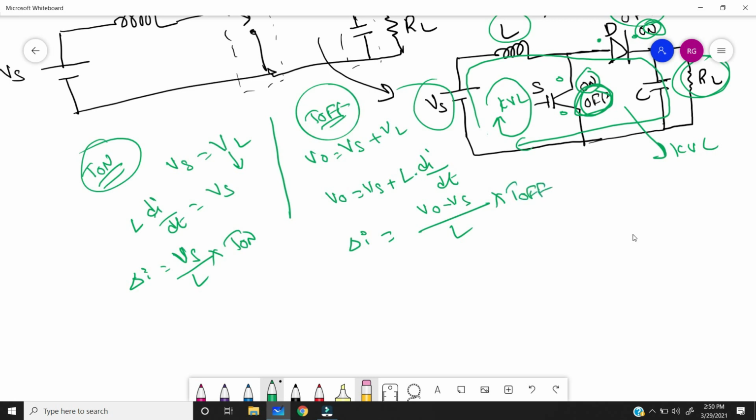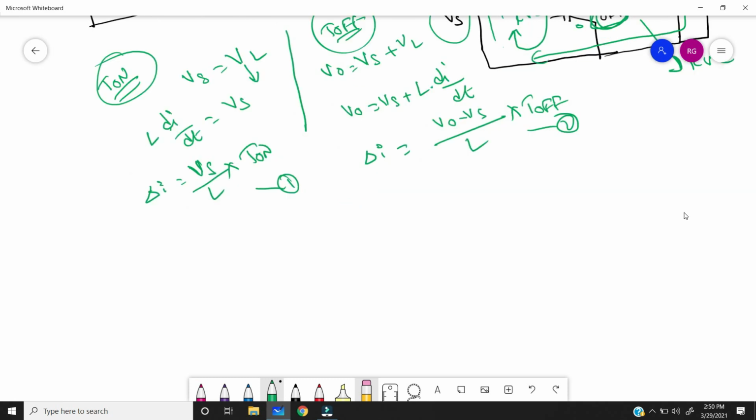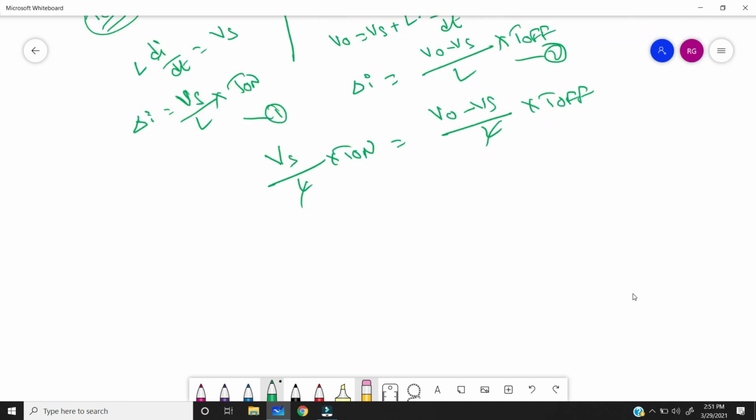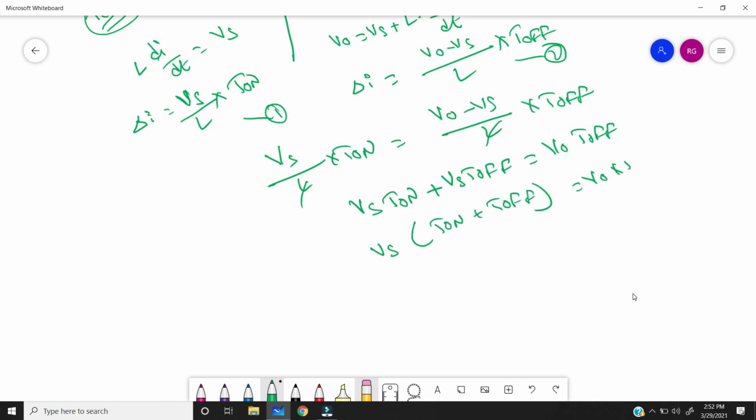If you equate these one and two equations, from equation one we get Vs by L into T on, and from equation two we get V0 minus Vs by L into T off. If you cancel the L, we get Vs into T on plus Vs into T off equal to V naught into T off. Taking Vs common, Vs into T on plus T off equals V naught into T off. So now we want the output: V naught is equal to Vs into T on plus T off divided by T off.